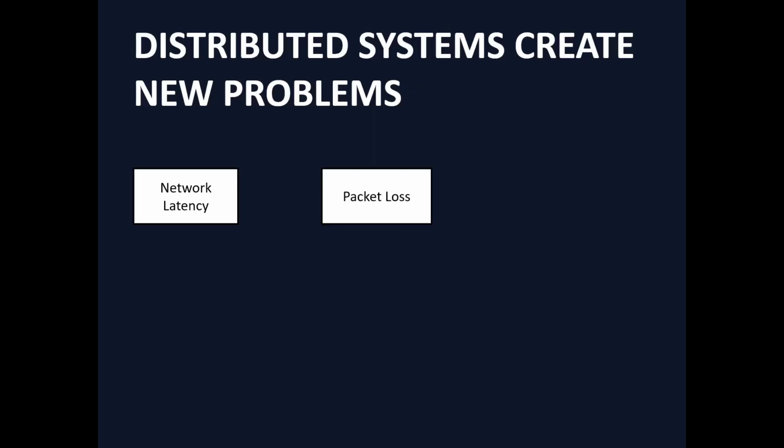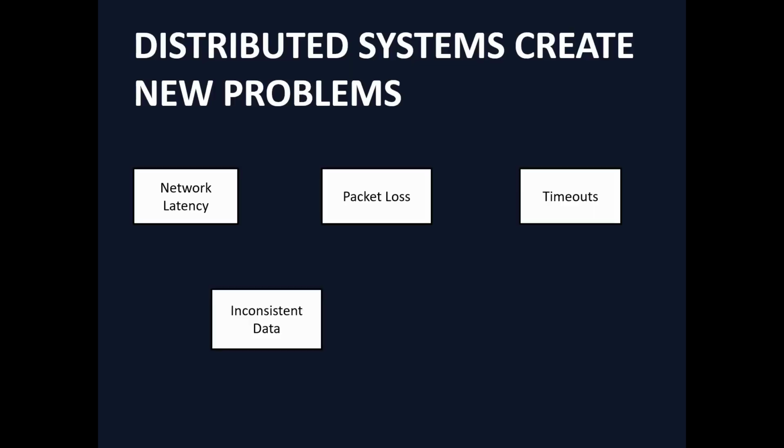The second problem is packet loss. Sometimes data sent over a network never reaches the destination. The request may disappear completely. And now the system must decide, should we retry the request or should we fail the operation? Another common issue is timeout. One service may wait too long for another service to respond, and after some time the request simply fails. This becomes very common in large distributed systems.